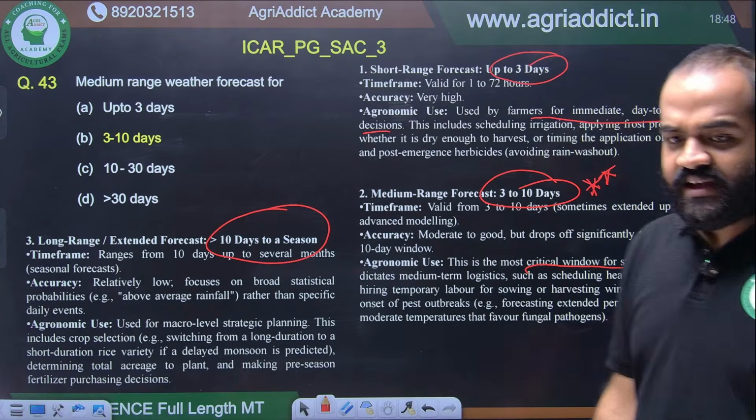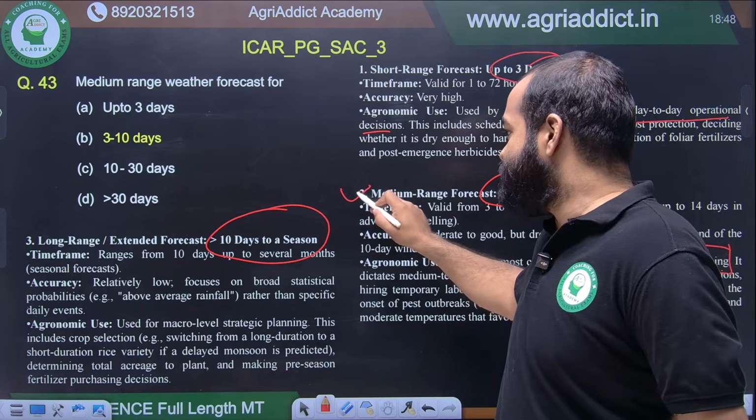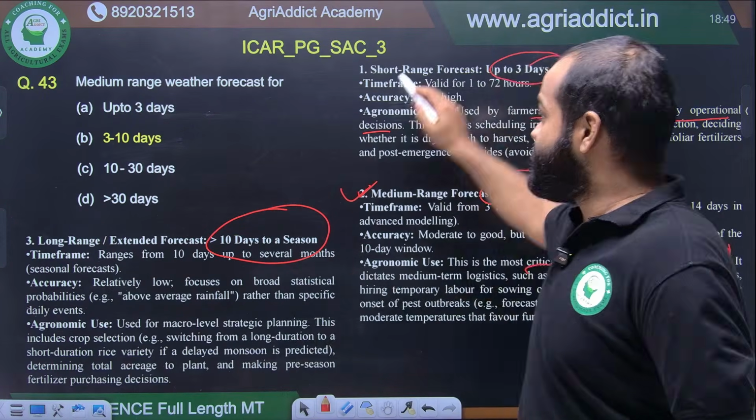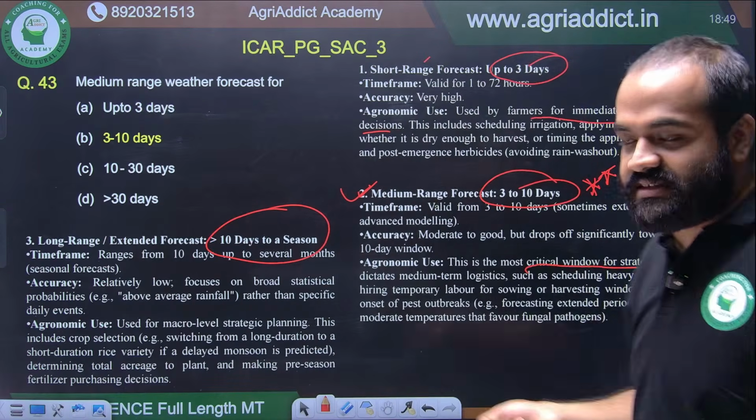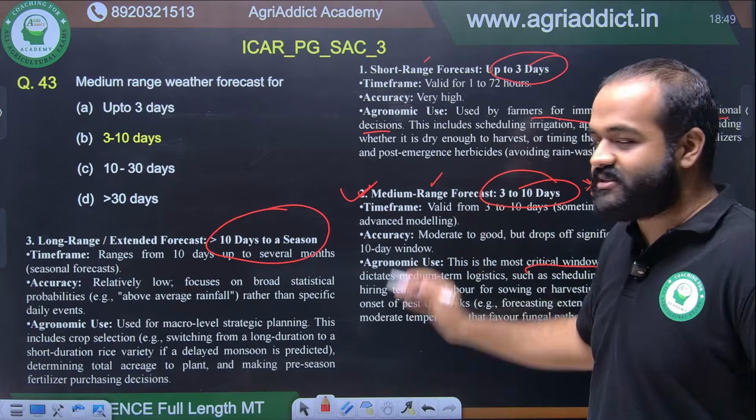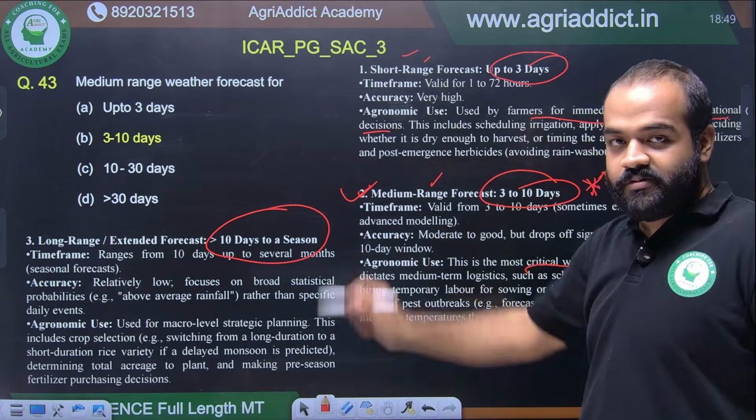So I think I have seen the answer key as medium range only for farmers, but short range is also very important. So use your mind and tick the correct answer. If all three are there, I think medium range is the most important and second most important is short range.